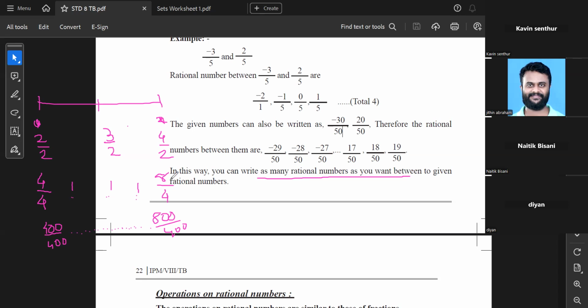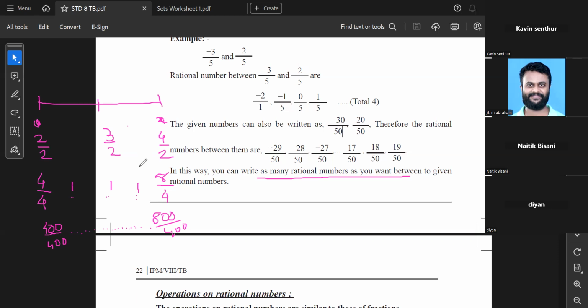Four, you are not including 4 and 8, but you have 3 in between. You don't have 2. So logically speaking, do 8 minus 4, whatever is your difference, do minus 1, that is your number of rational numbers which you have.